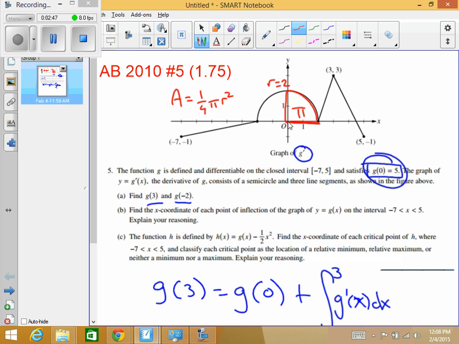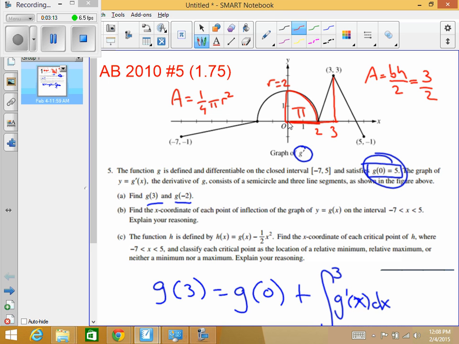I also need to figure out my area from 2 to 3. We've got a little triangle here. The base is 1. The height is 3. So 3/2. So if I want that total net change from 0 to 3, I'm going to have pi plus 3/2.